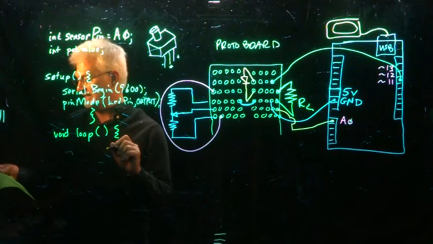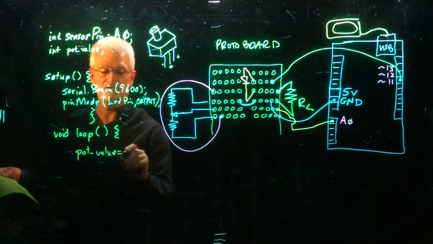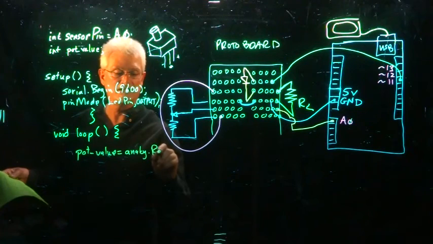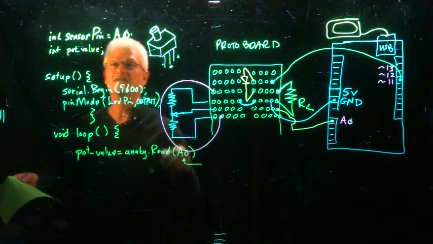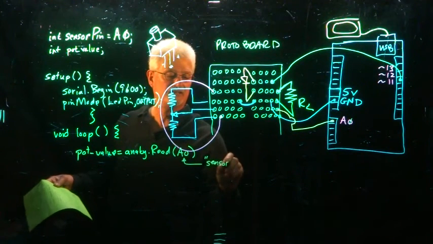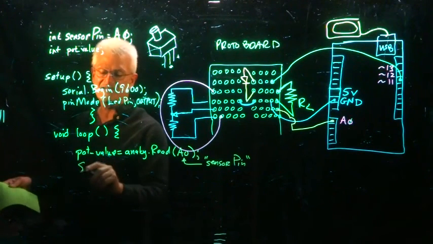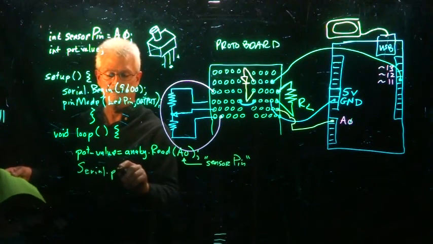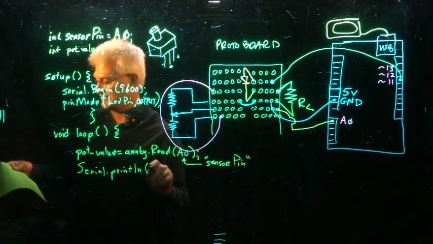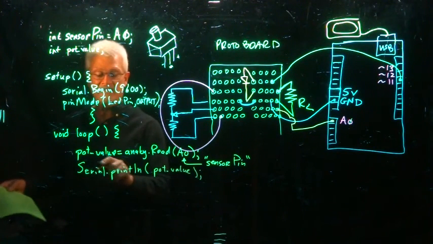in our void loop, what we would like to do is assign our pot value equals analogRead(A0). I called it A0, but since A0 and sensor pin are the same thing, I could have also called it sensor pin. We want to make sure that we put a semicolon after that. And then let's print that out. We're going to do Serial.println(pot value). It's hard to believe I can't remember to do these things. Serial.println value.